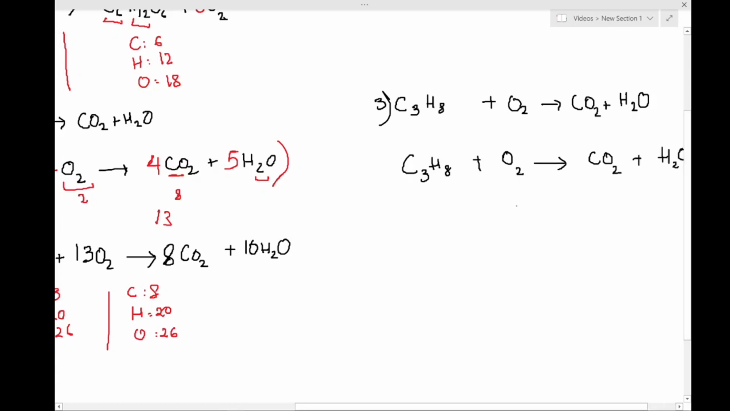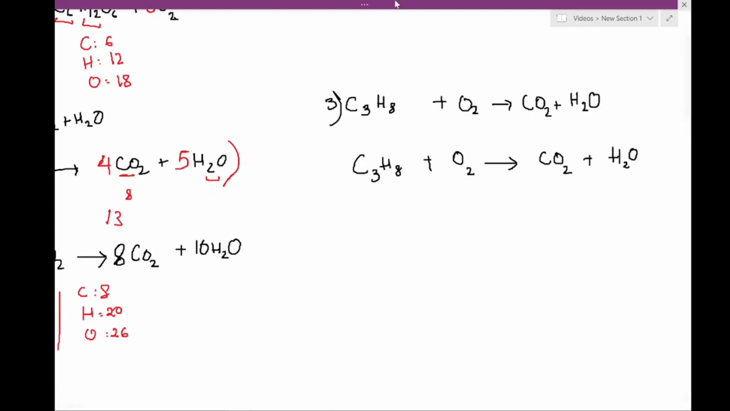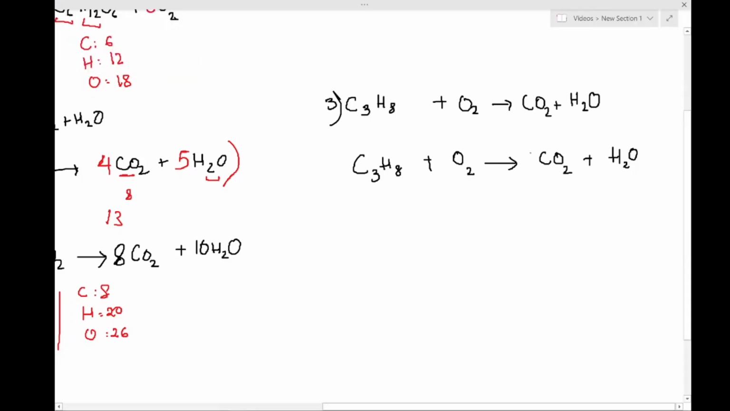Now, simply, we need to balance the carbons first. So we need to balance the carbons, which would give us 3 here. And then I move on to balancing the hydrogens, 8 here, so I need to multiply this by 4. And then 3 times 2 is 6 plus 4, which is 10. Simply, I will add a 5 here.